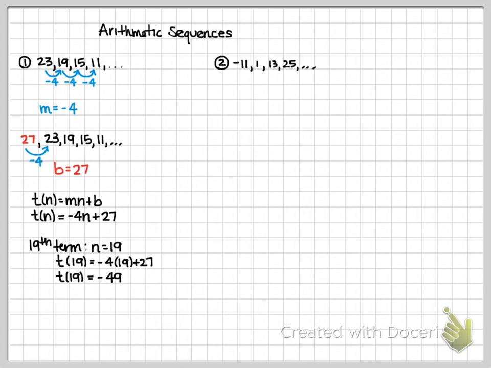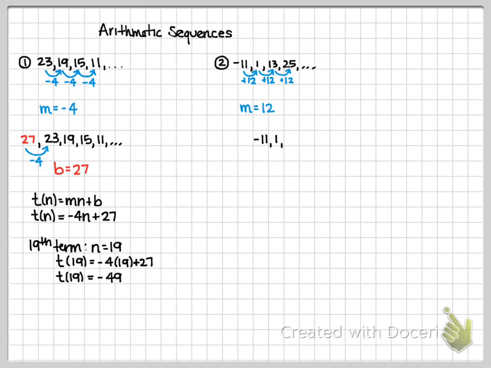All right, let's take a look at the second one. Same idea. Take a look at what the common difference is going to be, so what number is being added or subtracted. And in this case, it looks like the number that's being added is 12. So my common difference is going to be 12, which is also identified as my slope. So I would say that m is 12. Then the next thing that I need to do is to be able to determine what the zeroth term is. So if I were to go backwards, what would be in front of the negative 11?